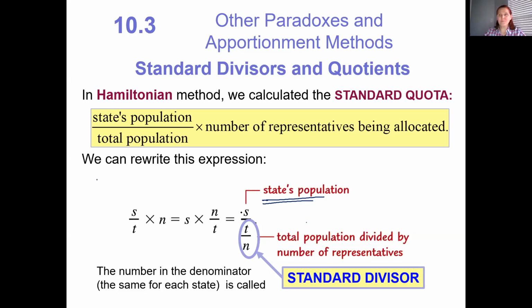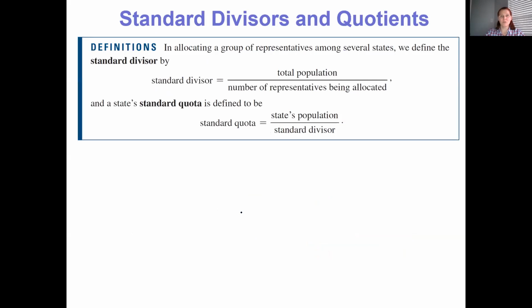And we actually can use the Hamilton method in a smaller number of steps. First, we can calculate the standard divisor and then divide the state's population for every state by the standard divisor. So this is another way to use the Hamilton method, and this is how we will introduce other methods. But first, let us work a little bit more with the standard divisor and standard quota.